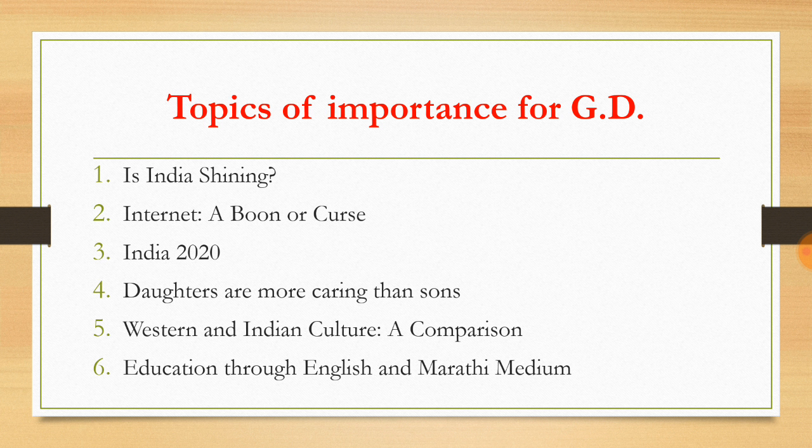Like, is India shining? Former President of India, Dr. APJ Abdul Kalam, said that India will be a superpower in 2020. It means in this year. We are in 2020. So is India shining today? Again, some people will say yes.